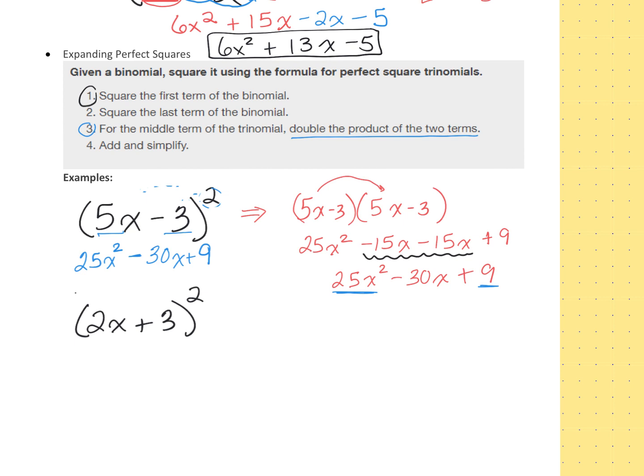So let's use the shortcut method on this one. We're going to square the 2x, 4x squared. We're going to square positive 3 and get positive 9. We're going to multiply 2x times 3 and get 6x, but we're going to double it and get 12x. So that's just a nice way to do that. It saves you some time.